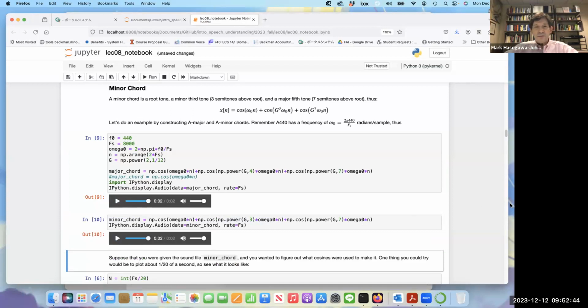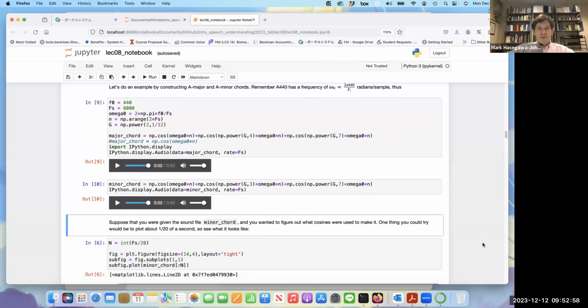You can hear that they have the same root tone. They both have the A, and they have the same fifth note. They both have the E, but the middle note is either a C or a C flat, depending on whether we're talking about the A major or the A minor chord.